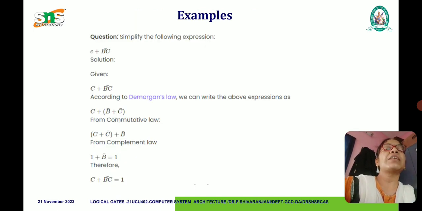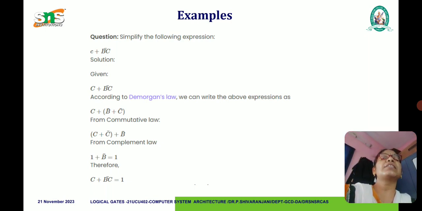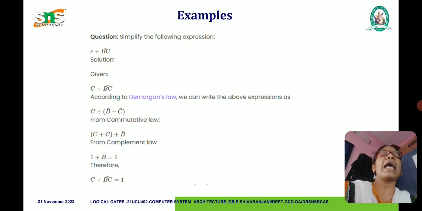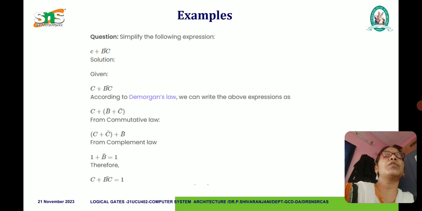Here we'll have some examples to simplify Boolean expressions. Consider the Boolean expression c plus b bar c, which is given according to De Morgan's theorem. We can write the above expression as c plus b bar plus c bar. From the commutative law, we can derive c plus c bar plus b. From the complement law, c plus c bar will have the value of 1, so 1 plus b is equal to 1. Therefore, the expression is equal to 1.